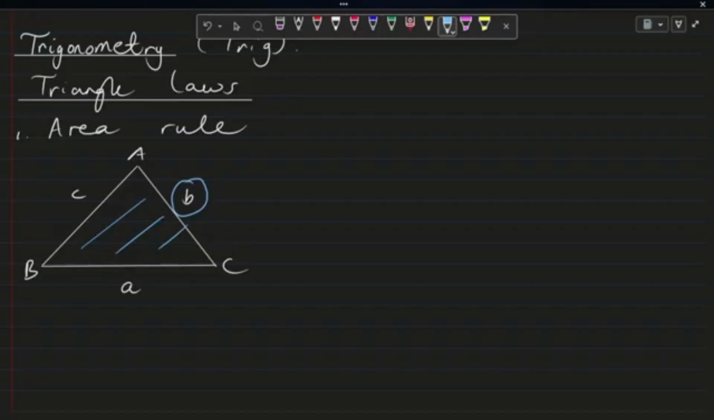I'm saying that the area of this triangle will be given by half multiplied by this side and this side, and then we will multiply that product with the sine of angle A, which is basically the angle between side C and side B. Okay, if I write this mathematically, I can say that the area is a half.